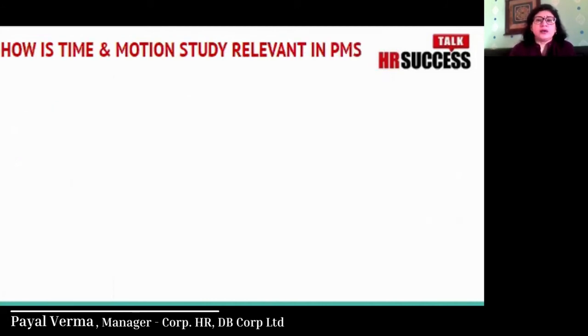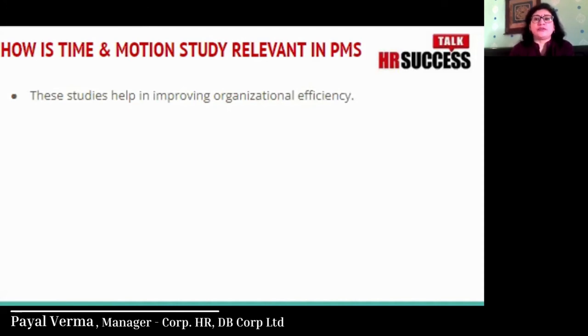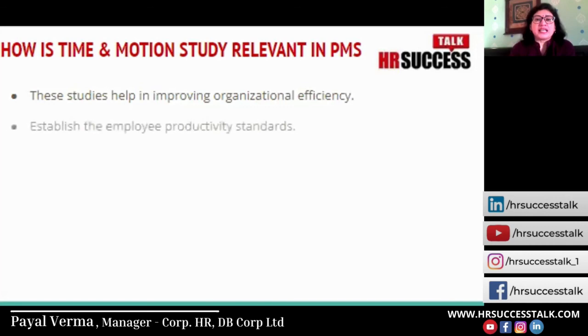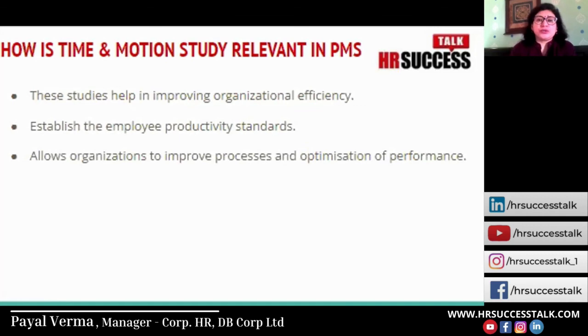Now, this is how we can see the relevance of PMS in today's time. We see that both these studies have helped improve organizational efficiency. Time study, by redefining jobs and processes to bring in more efficiency and reducing the labor fatigue as well as time consumption, and motion study, by reducing workflows and creating standardized best practices. Establishing the employee productivity standards allows organizations to improve processes and optimization of performance.